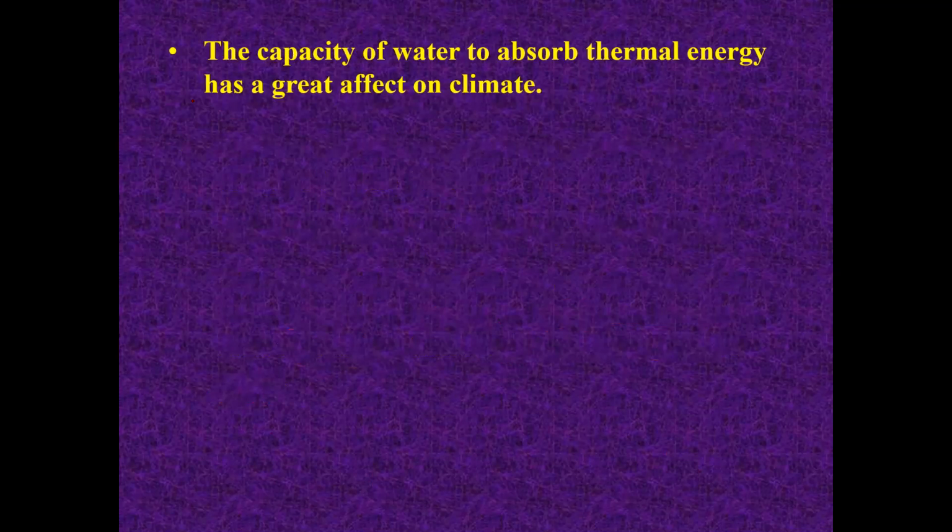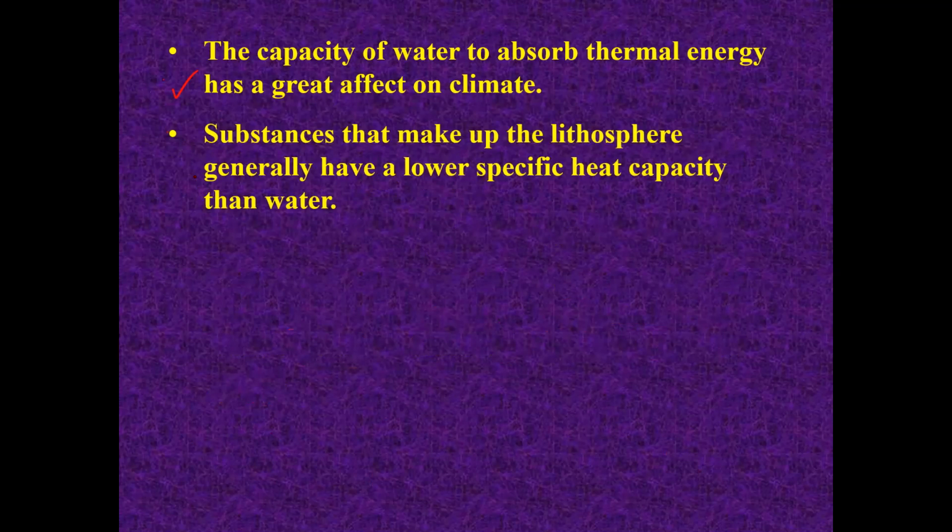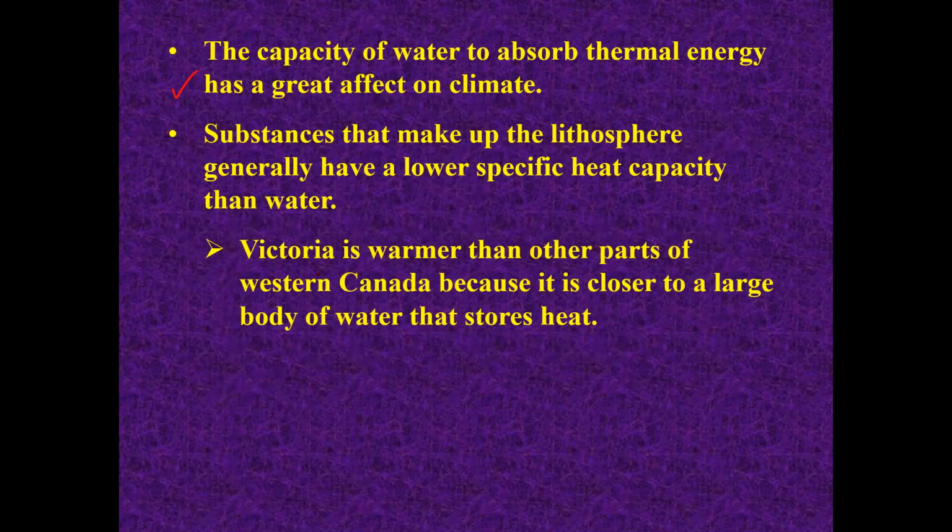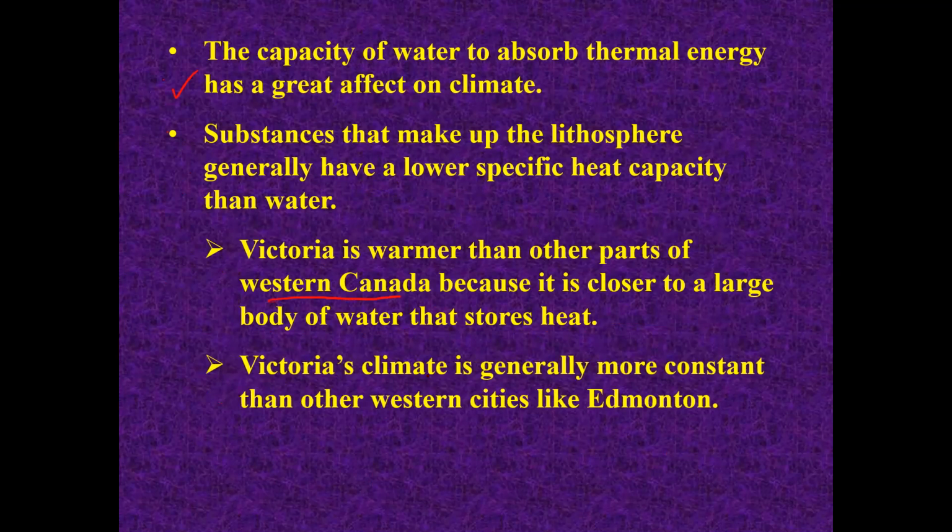The capacity of water to absorb thermal energy has a great effect on climate. Substances that make up the lithosphere generally have lower heat capacity, deserts. Victoria is warmer than other parts of Western Canada, the prairies, because it's closer to a large body of water, it stores heat. And it's generally more constant. It can absorb heat and slowly release it.